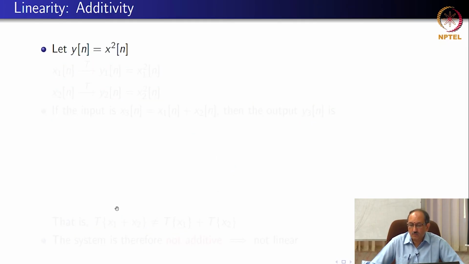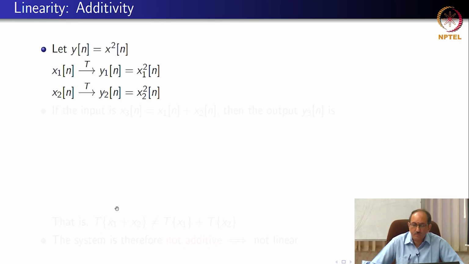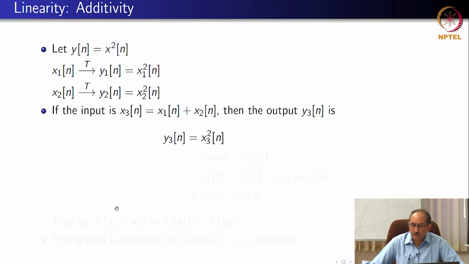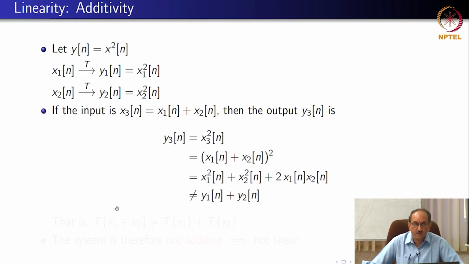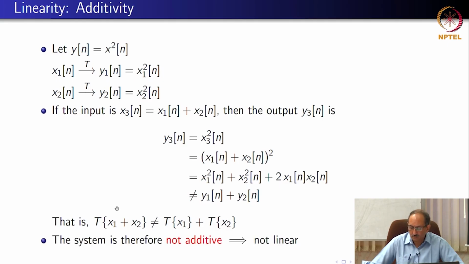Suppose you have y of n equals x squared of n. Then x1 produces y1 which is x1 squared, x2 produces y2 which is x2 squared, and the combination is x1 plus x2. Clearly, x1 plus x2 whole squared is not the same as y1 plus y2, it does not produce y1 plus y2. So here is a system that is not additive. Therefore, this is not linear.